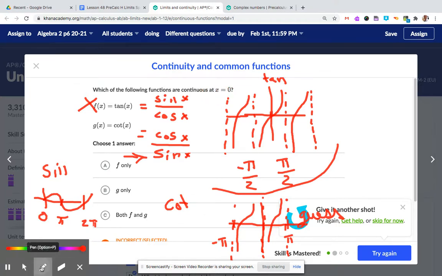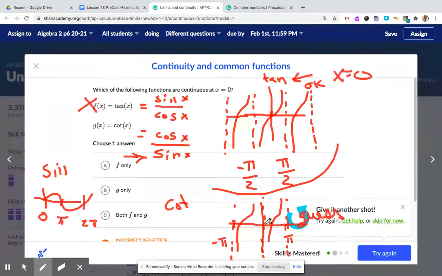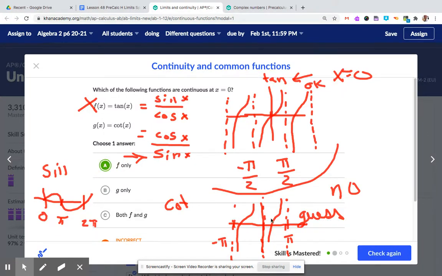So at x equals 0, let's check it out. At 0, tangent is okay. What happens at 0 on cotangent? This one is no on cotangent. All right, so let's see which ones. No for cotangent, G. So F is continuous.